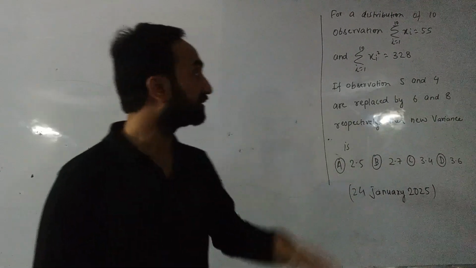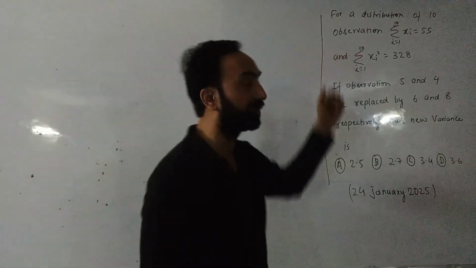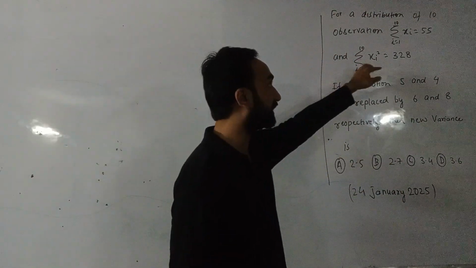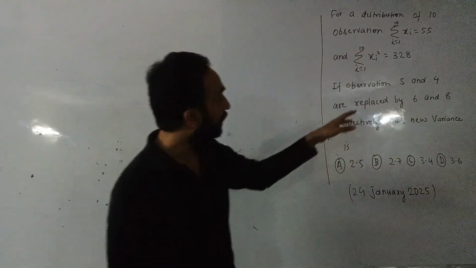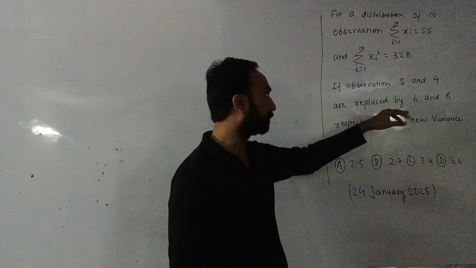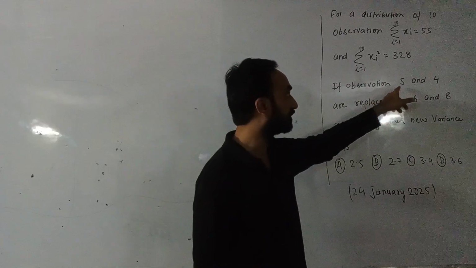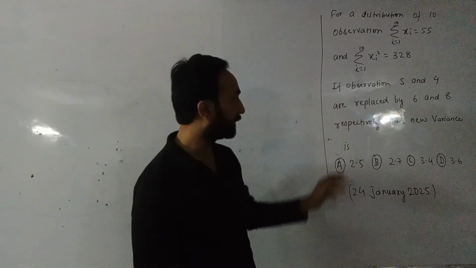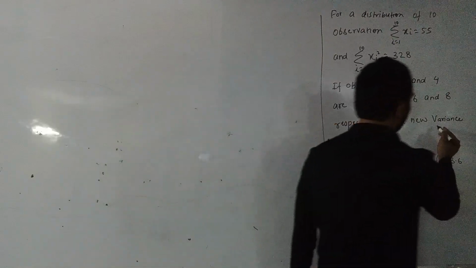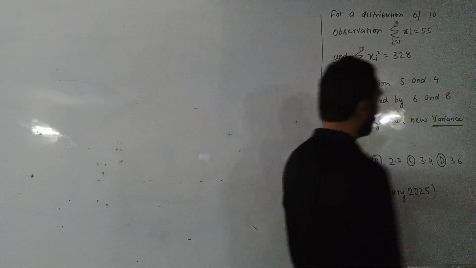So the question is saying the summation of xi is equal to 55 and the summation of xi square is 328, and how many observations we have? We have 10 observations. And there are two observations which are replaced. So the replaced observations are 5 and 4 and they are being replaced by 6 and 8. So we have to find the new variance.